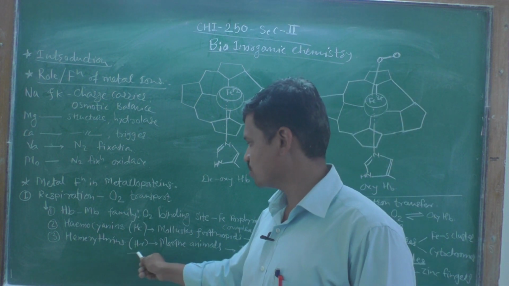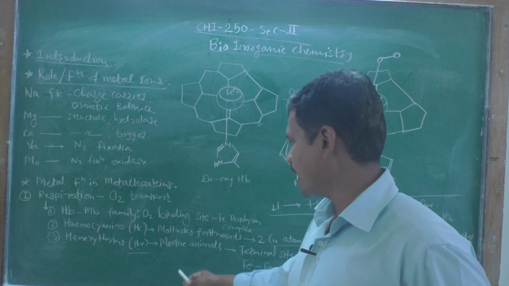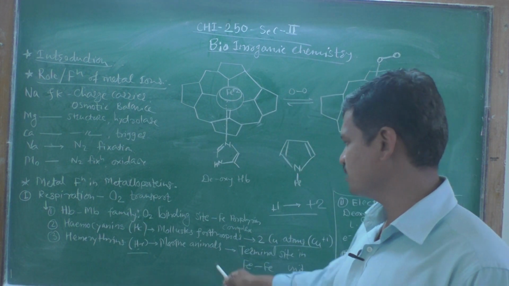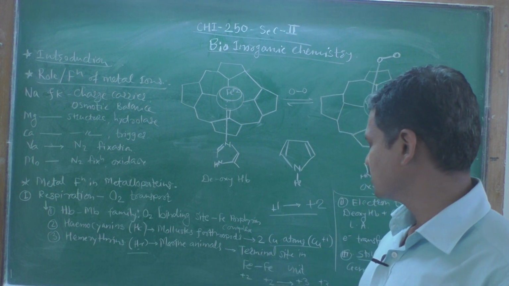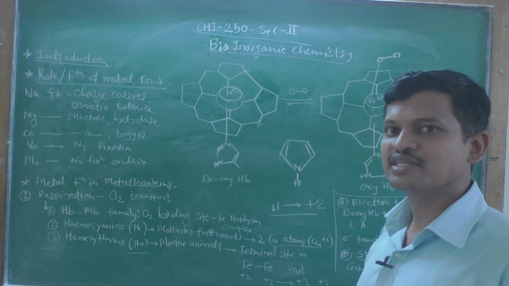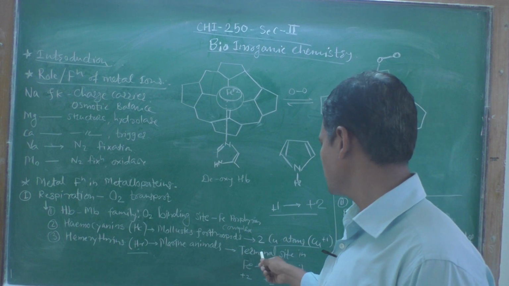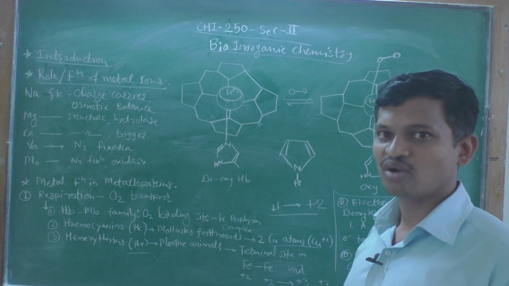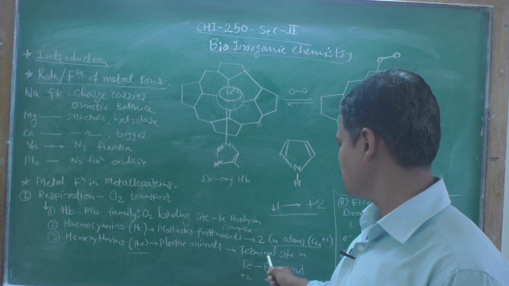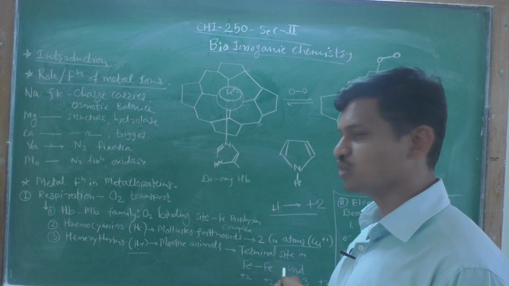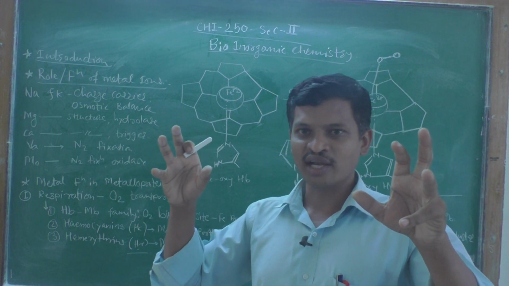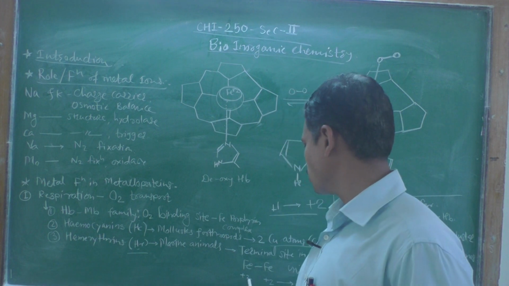Hemerythrin is denoted by HR, and they are found in marine animals, where the oxygen binding site is the terminal site in the Fe2 unit. So two iron atoms are there, and these iron atoms are in plus 2 oxidation state.